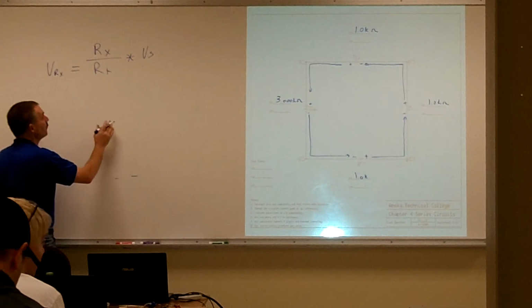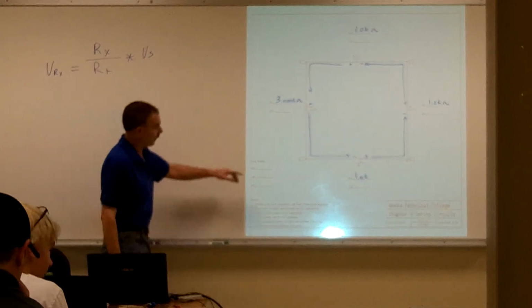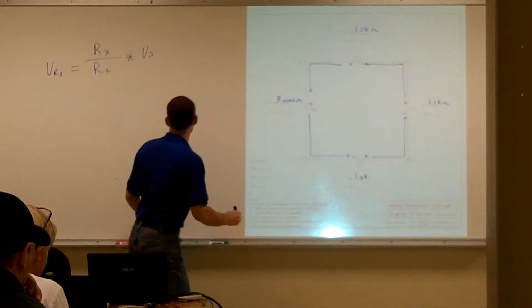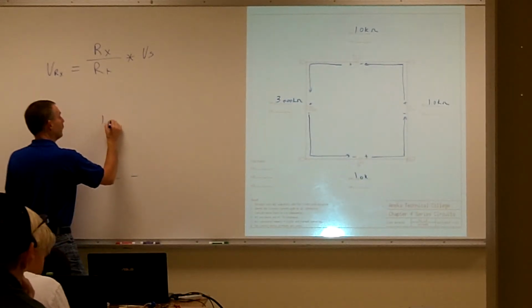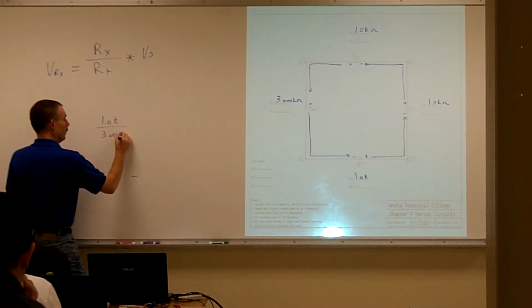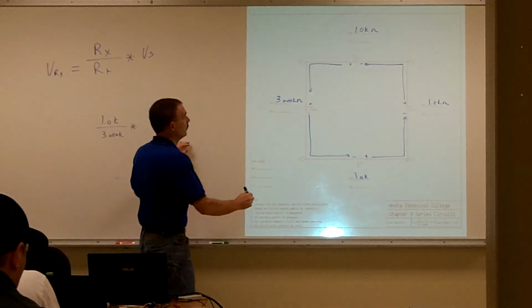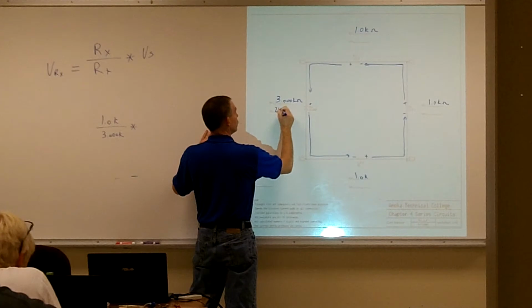So what we're going to do is take the value of our resistor, our 1K for R3, and divide it by our total resistance of 3 kiloohms, and multiply it by our voltage source, which is 24 volts.